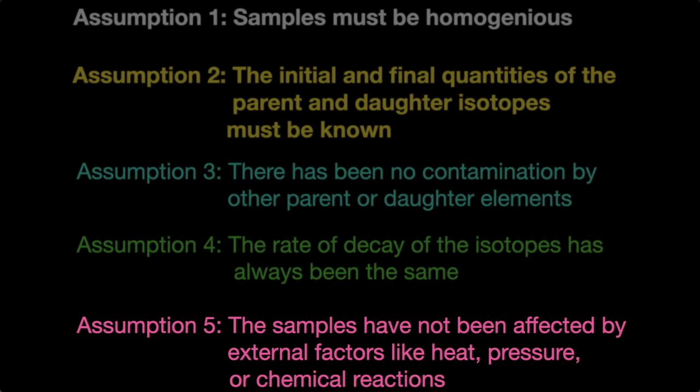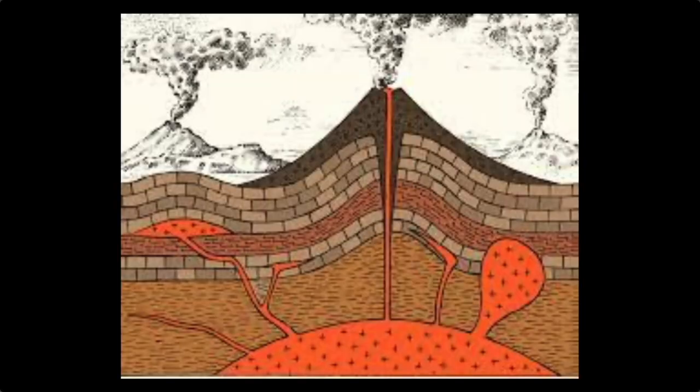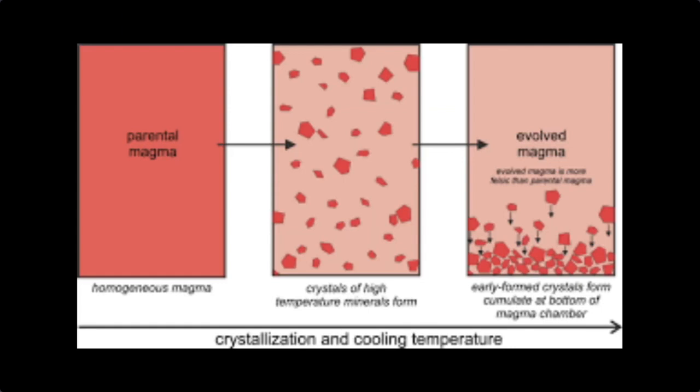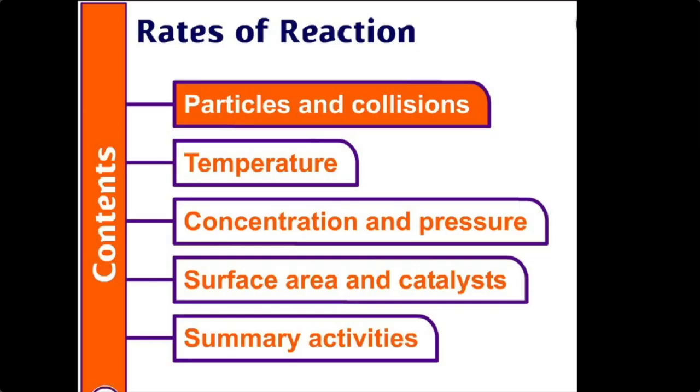Assumption 5. The samples have not been affected by external factors like heat, pressure, or chemical reactions. Almost all radiometric dating is done on volcanic rocks, but it's been found that in underground magma chambers, there are very different conditions in different places in the same magma melt. Different temperatures, leading to fractional crystallization, different rates of chemical reaction, and other processes. There are very substantial variations in concentrations of elements, including parent and daughter elements, in various places in the magma chambers.